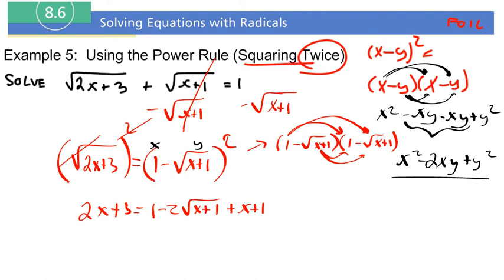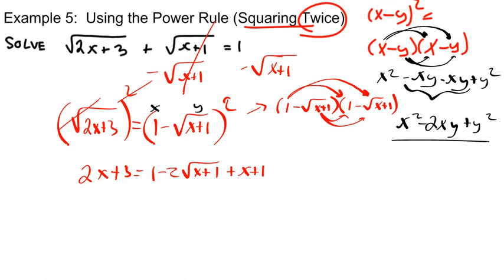Now, we can clean this up just a tad bit here, right? Can't we add together the 1 and the 1 right here? I could just go ahead and combine those guys together. So let's go ahead and do that. So 2x plus 3 equals, I'm gonna go ahead and add 1 and 1 together. So I'm gonna get 2, and then I have my x right here plus x, and then I have my minus 2 times radical x plus 1. All right?